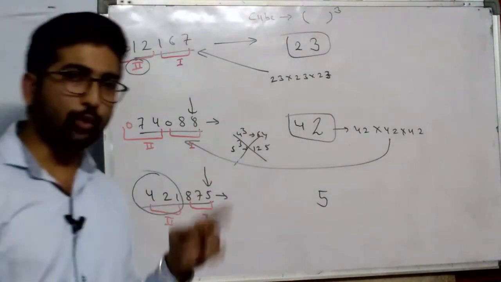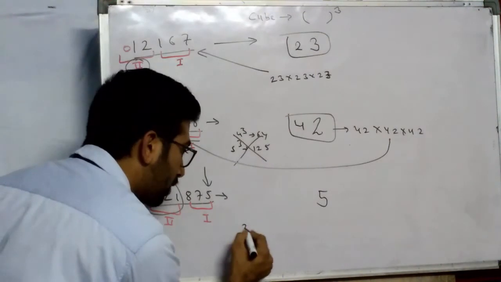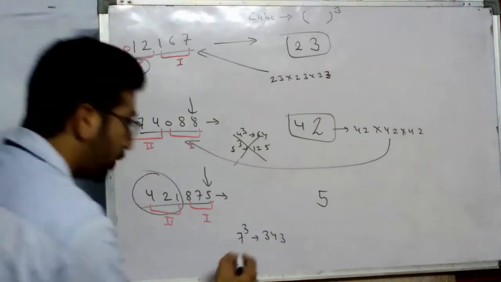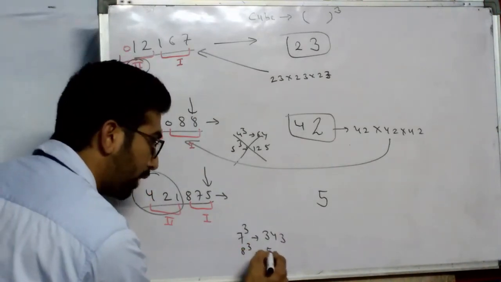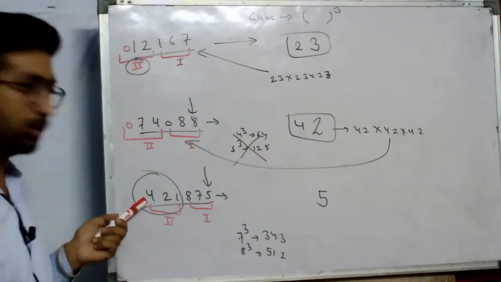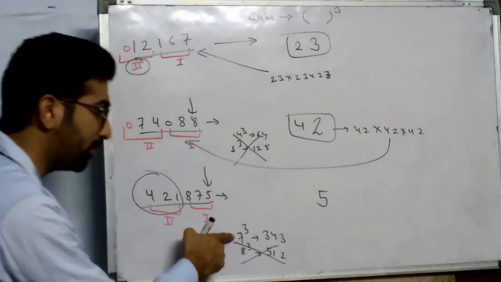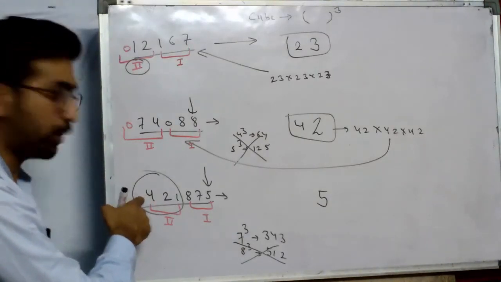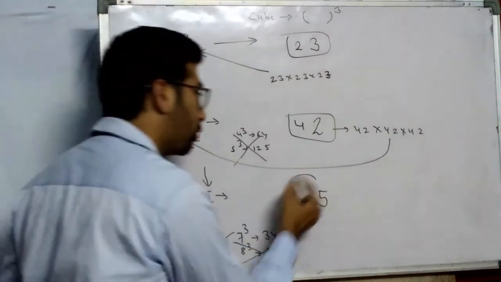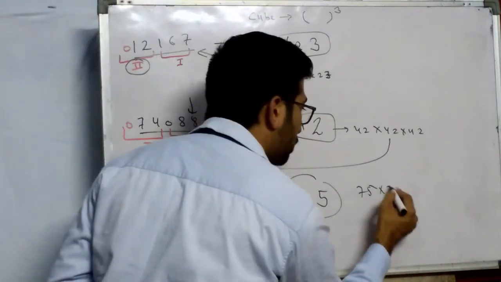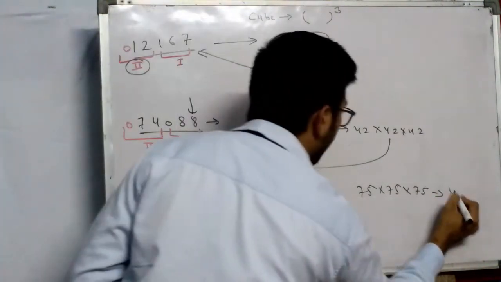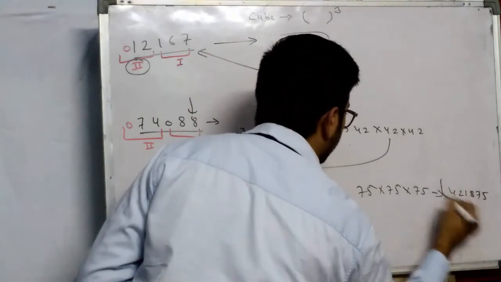If you focus, 7 cube is 343. That is less than this number. But the point is 8 cube is 512. 8 cube is 512. That is more than 421. So we cannot accept it. But the point is 7 cube is 343. That is less than this number. So definitely we have to accept 7 only. So we will write 7 here. So the meaning of this particular point is 75 into 75 into 75 will be the same answer. That is 421,875.